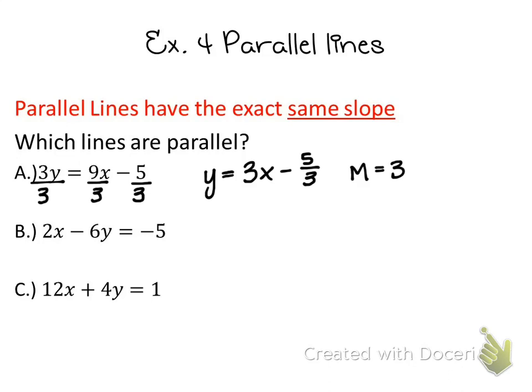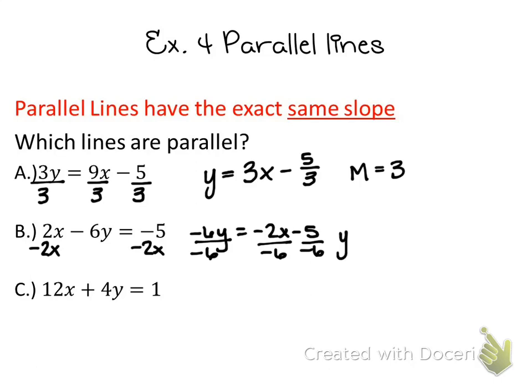I need to get y by itself, so first I need to move the 2x because it's still over there. And I've got negative 6y equals negative 2x minus 5. And I'm going to divide everything by negative 6. And I get y is equal to 1/3 x plus 5 over 6. Now I know that's positive because there's 2 negatives. So what is the m in this equation? 1/3. So are these two lines parallel? Nope, they are not.